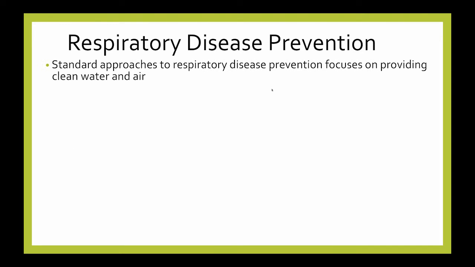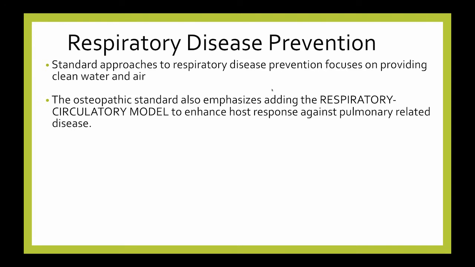Respiratory disease prevention is the number one thing that you would like to happen. Standard approaches to respiratory disease prevention focus on providing good, clean air and water. If you have somebody that's in a toxic environment, constantly breathing in toxic fumes, that's going to affect the lung. If they're constantly taking in poor water sources, then it's also going to affect the immune system overall.